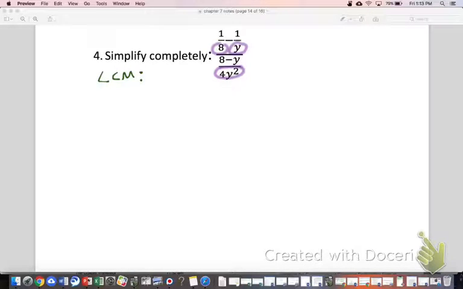So the least common multiple of 8y and 4y squared. Remember, least common multiple has to be at least as big as the biggest factor. So between 1, 4, and 8, the biggest factor here would be 8. So it's got to be at least as big as 8. And isn't it 8? Right? That is the least common multiple, at least numerically speaking. But then I've got a y and a y squared. Do I pick the lower exponent or the higher exponent? Higher. Okay, so my least common multiple is 8y squared.